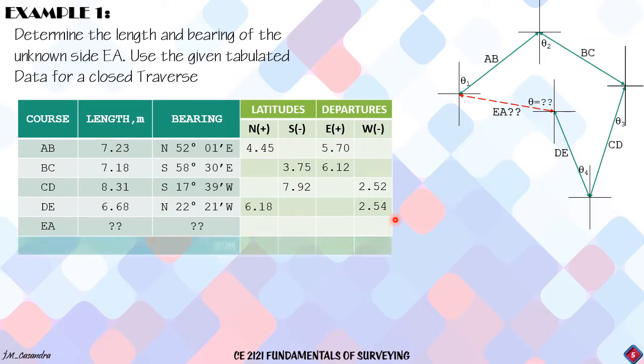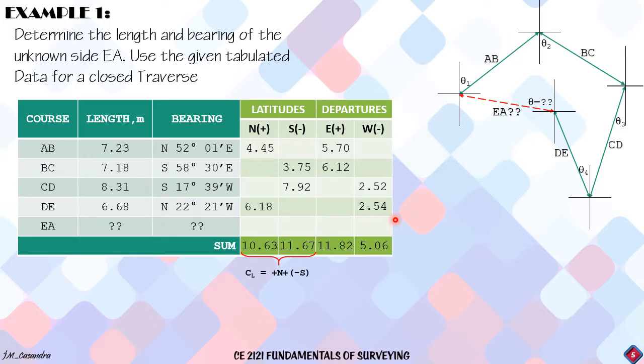So once we have computed for the individual latitudes and departures of the known sides or known lines, we now compute for the sum of our latitudes and departures. So for northings, that's 10.63. Southings is 11.67. Departures, easting, we have 11.82. Westing, we have 5.06.